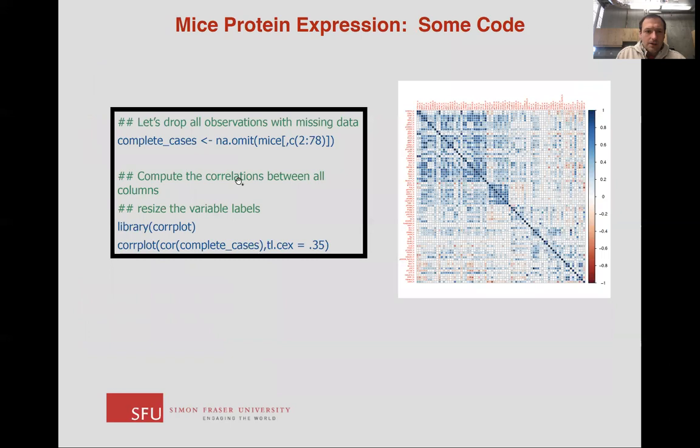So here's how I did this. I've loaded this mice data. I took columns 2 through 78. Those are the 77 quantitative columns of data. I dropped all the observations with missing data, and then I put it into corrplot.